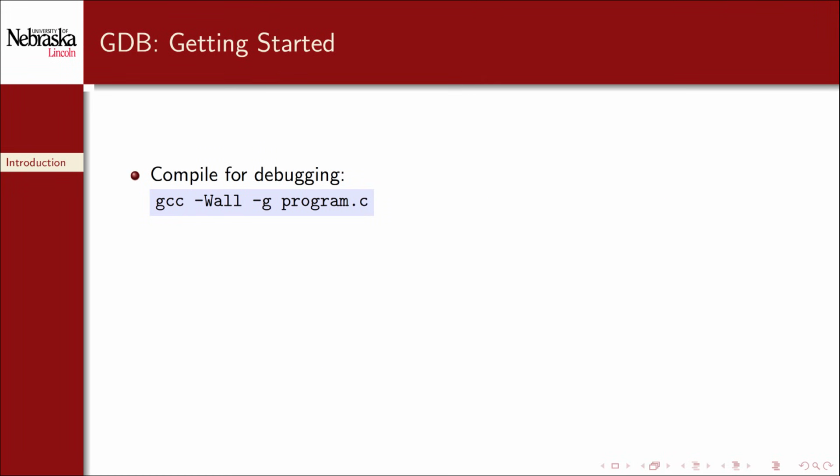To use GDB, you'll need to compile your program using the -g flag. This preserves a program's identifiers and symbols so that as you're debugging, you can see the original function and variable names. Normally these are lost when the program is compiled. The -g flag preserves them.